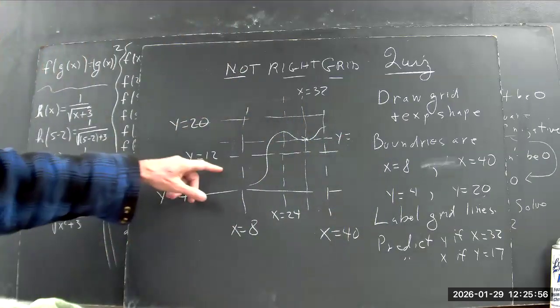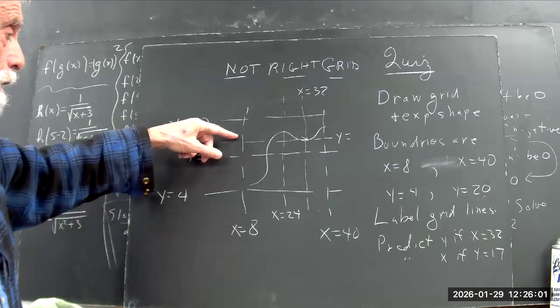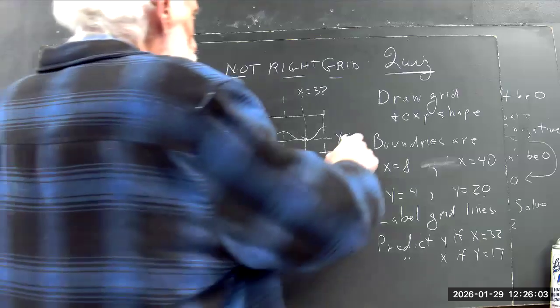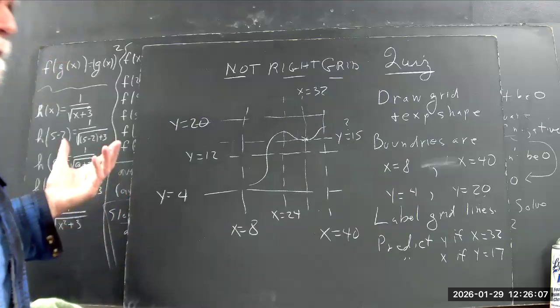y equals what? Between 12 and 20. Halfway between 12 and 20 is 16, but this is a little less than halfway. So I'd say 14 or 15. 14 and a half. Okay.